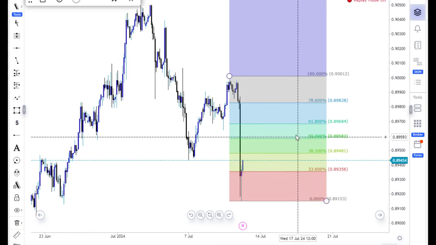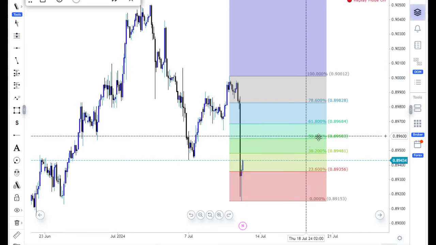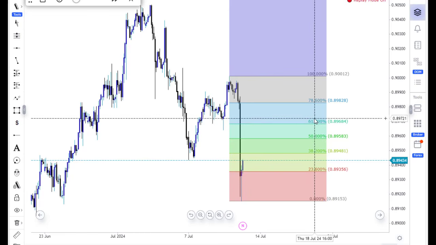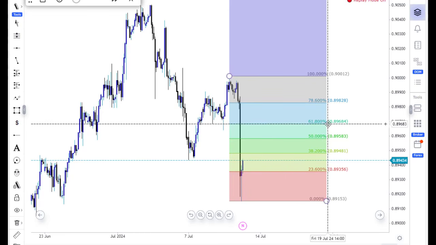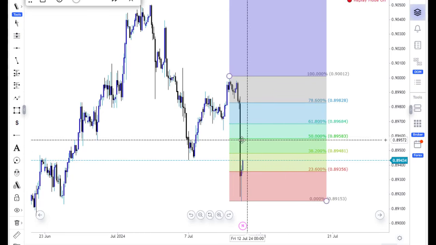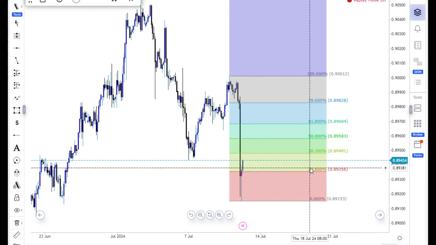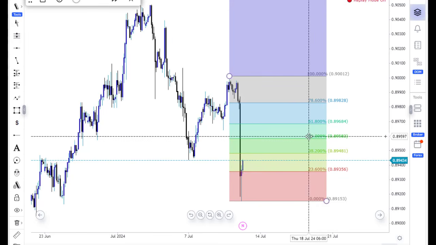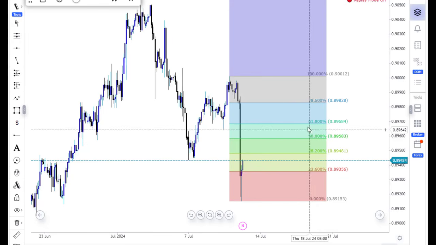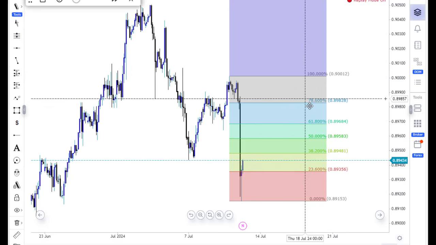There are people who enter based on the 50 level. Some people enter based on the 50 level. That's why you start hearing about premium price and discount price. So you should not be entering if you find an order block that is below the 50 level. It's not the best. You should be entering at least when price has pulled back more than the 50 level, right to this zone here.